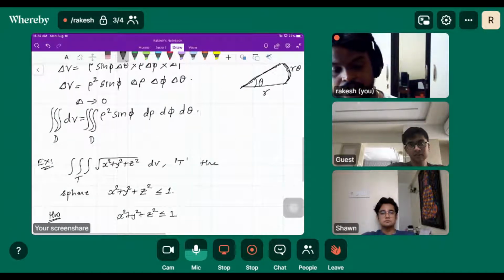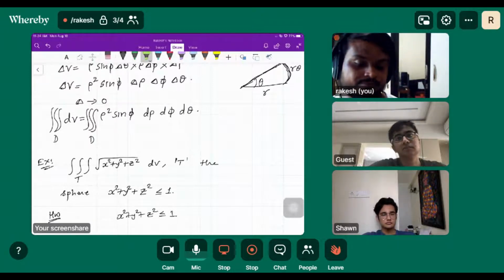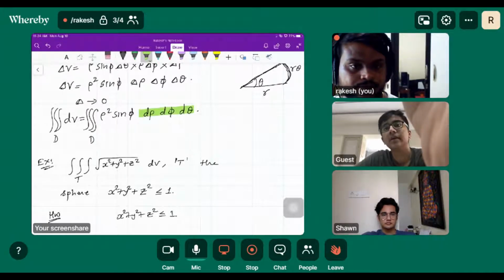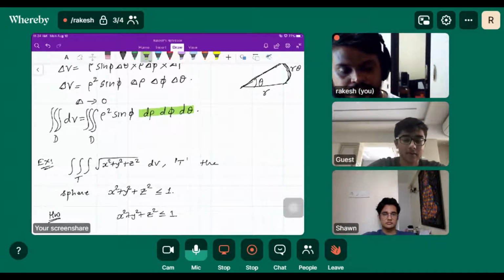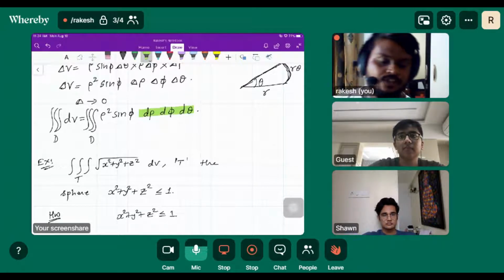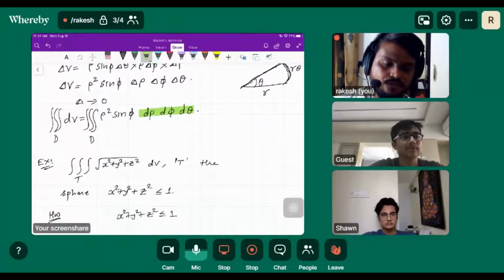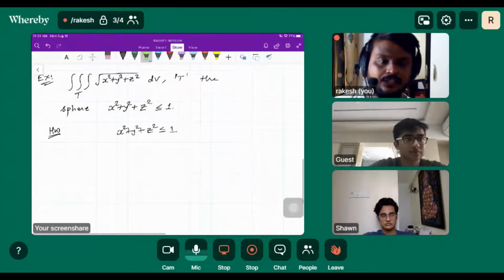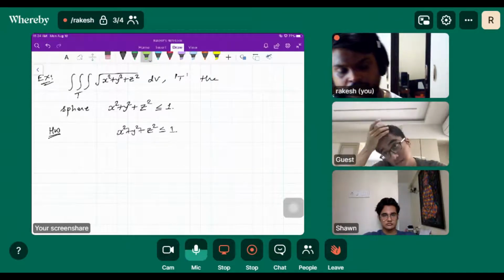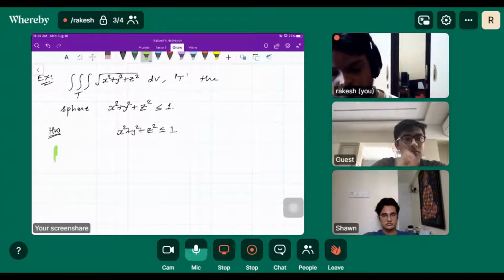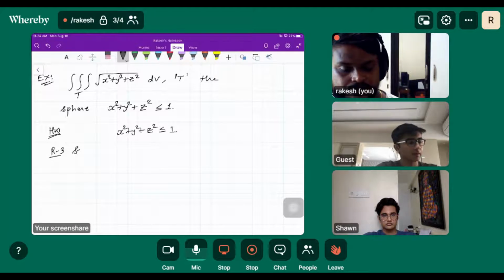We know the order. What is the order for the integral? d rho, d phi, d theta, right? That's the order. So the very first job is to find out the range of rho and the range of phi, right? So we have to go for rho simple first, isn't it?